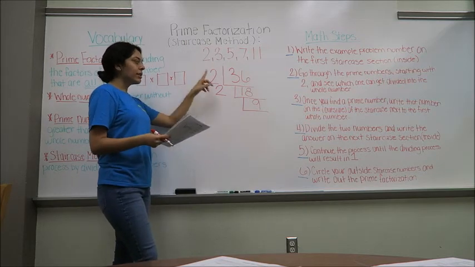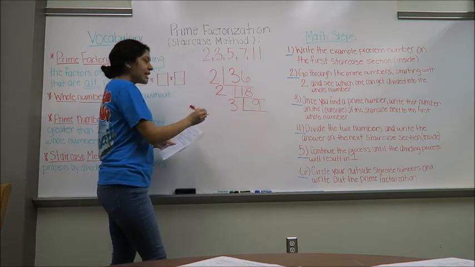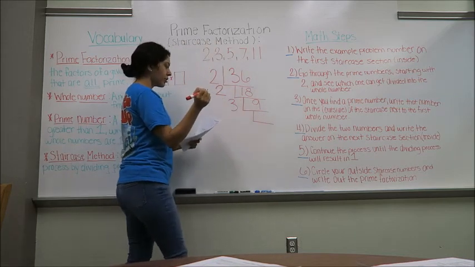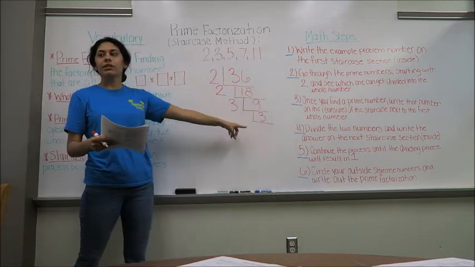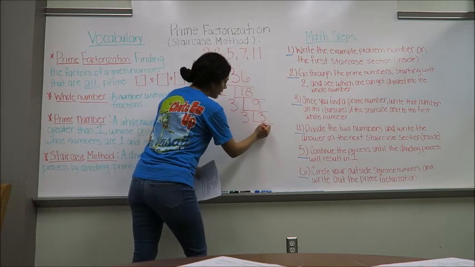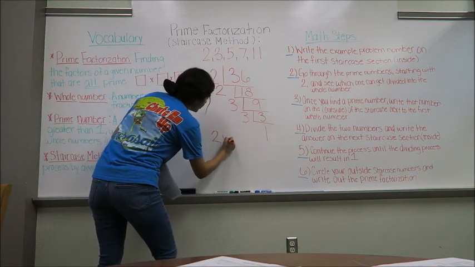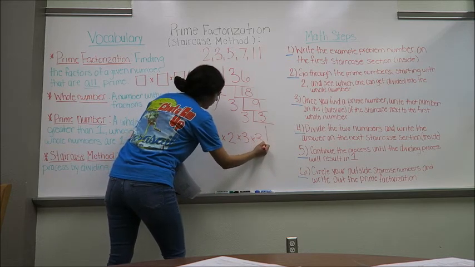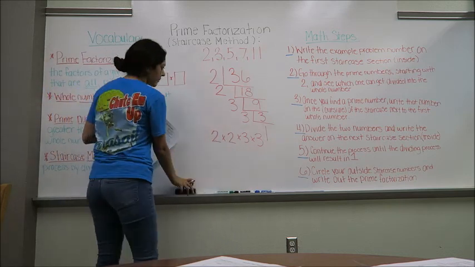So what prime number can go into the whole number 9? 3, because 2 can't go into 9. How many times can 3 go into 9? 3 times. And finally, what prime number can go into 3? 3. And how many times? 1 time. So your prime factorization is going to be 2 times 2 times 3 times 3. Did everybody get that for 36? Yes. Good job.